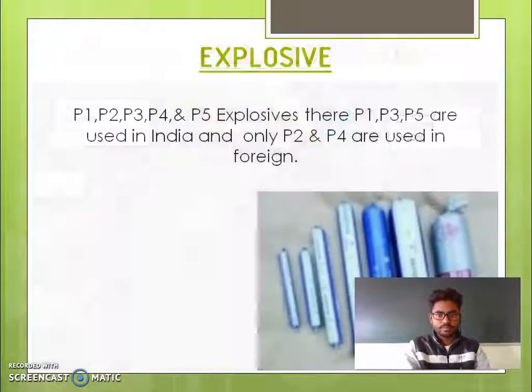These are the explosives. As you can see, P1, P2, P3, P4 and P5 are types of explosives. P1, P3 and P5 are used in India, and only P2 and P4 are used in foreign countries.